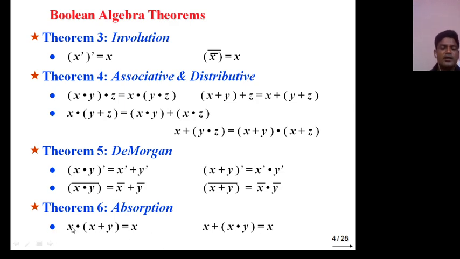How will you remember? Multiply this. So you have to prove this. X dot x equals x, so x plus xy. Now take x common: x (1 plus y). You know 1 plus y equals 1. So x.